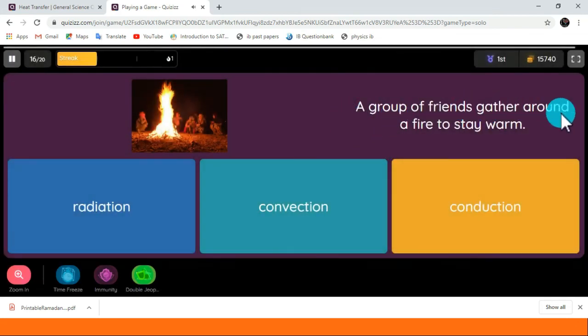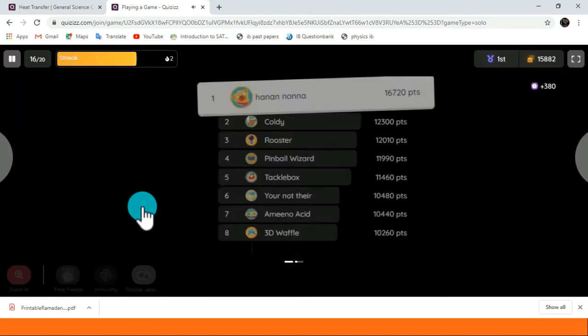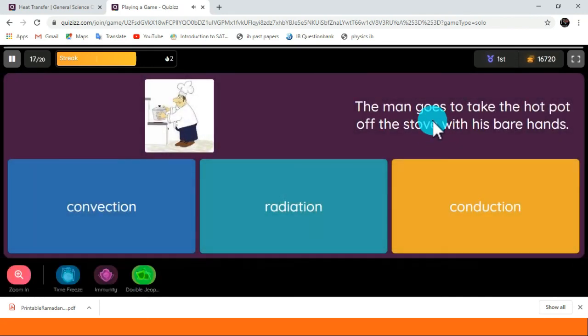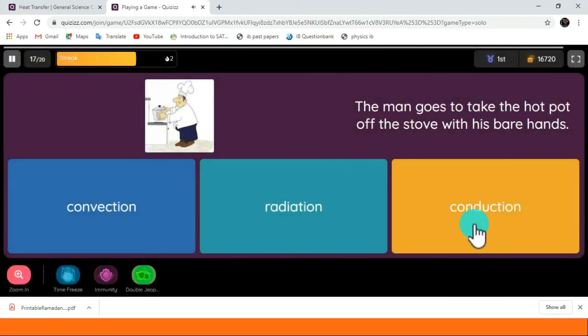A group of friends gather around a fire to stay warm. Around the fire, so radiation. The man goes to take the hot pot off the stove with his bare hands. To take the hot pot off the stove, look, contact, so conduction.